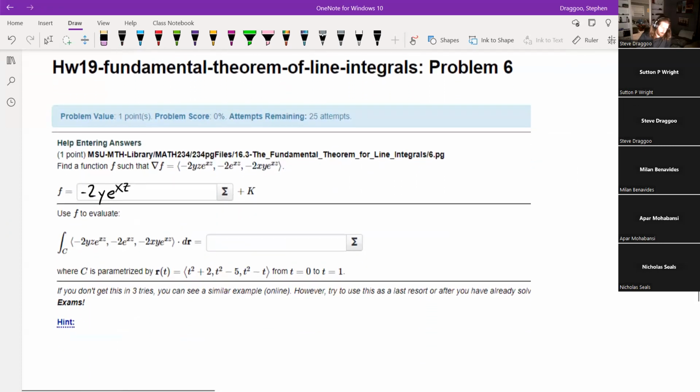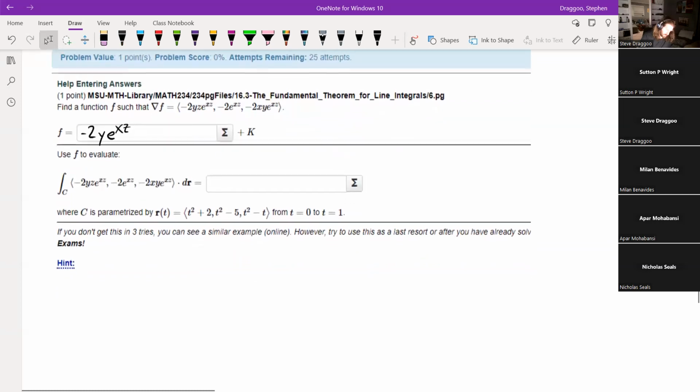All right, and last problem, at least last problem that we'll work out. I've got a couple more that I'll just talk about briefly. We've got a fundamental theorem of line integrals to look at. So we want to find some initial scalar function f such that the gradient of f looks like the vector function we see here. In order to find that function, I'll want to integrate each piece.